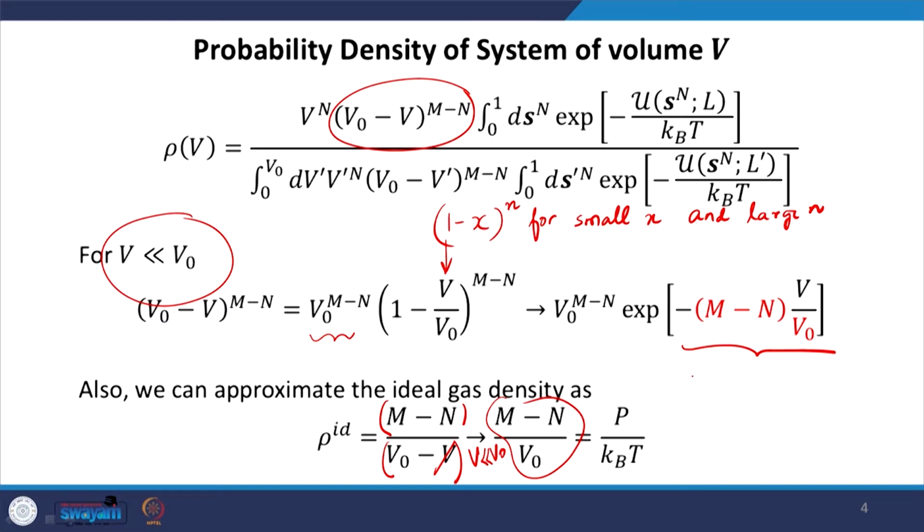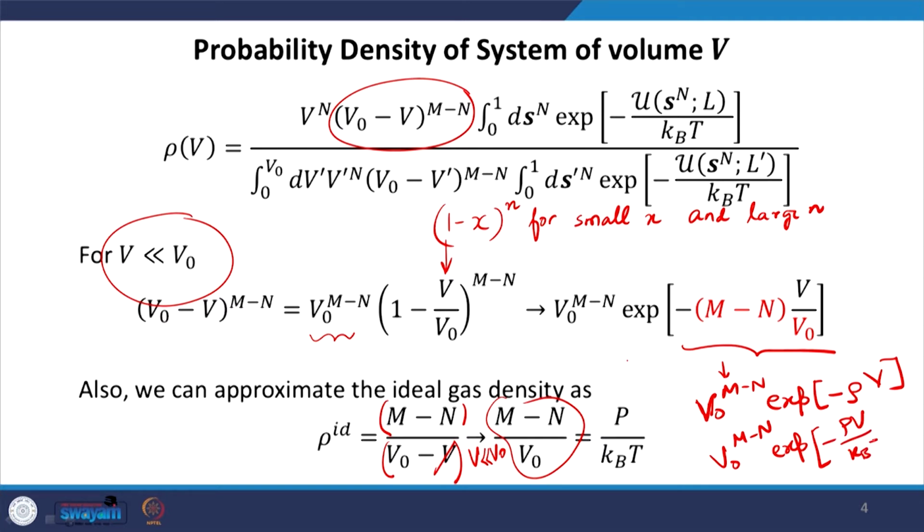So, what you will have then is something like V naught to the power m minus n exponential of minus rho V, and I can replace the rho by P by kBT. So, this can be V naught m minus n exponential of minus PV by kBT, and that really comes in wherever I had the factor V naught minus V to the power m minus n.